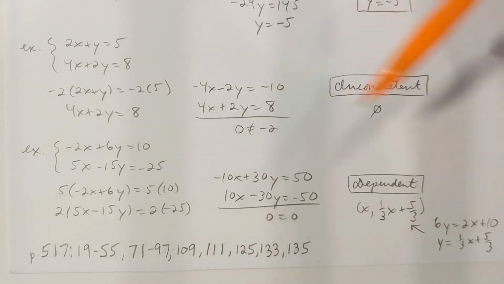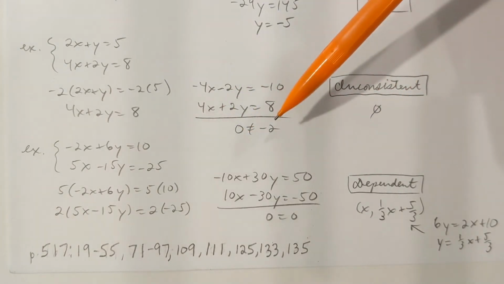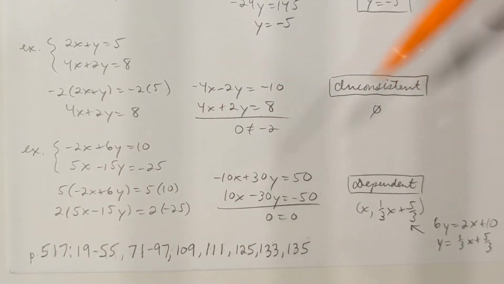So I'm getting 0 equals negative 2. Of course, that's not a true statement. But both the variables were eliminated here, and you're getting something that's not true. Of course, that would mean that you're working with an inconsistent system. There are no solutions to this system here.